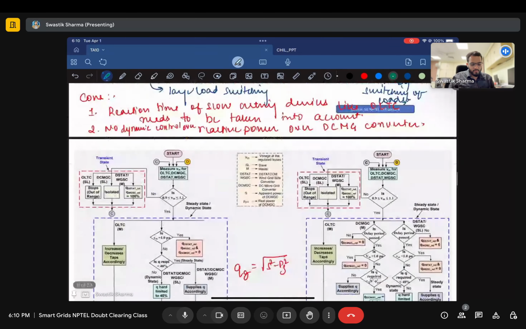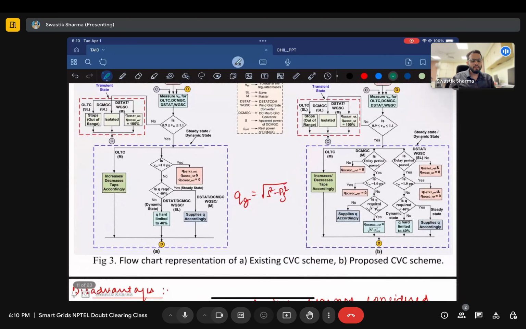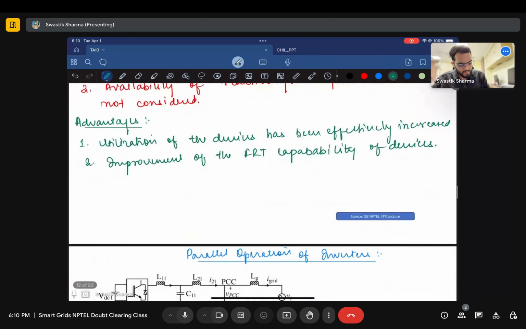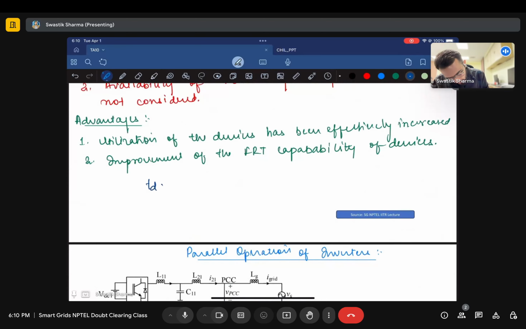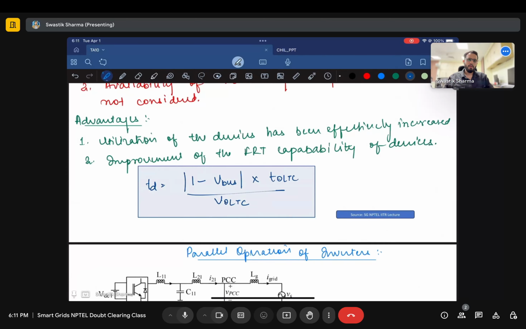Right, so that is what you do. You check what the operating state is, and then you check if the delay has passed. So what is the time delay? This has been taken from the first slide. So the time delay is 1 minus V bus into TOLTC upon VOLTC. So this is the time delay that you have to check for your slow acting devices. Right.